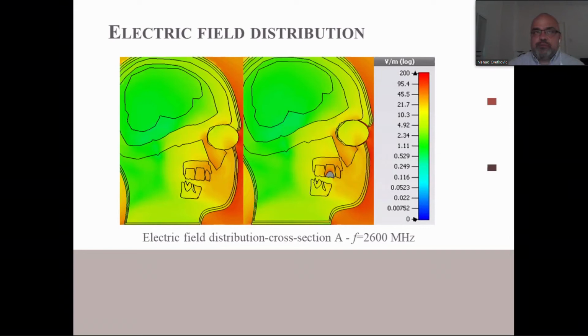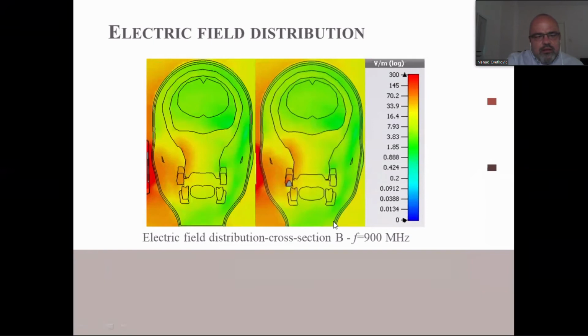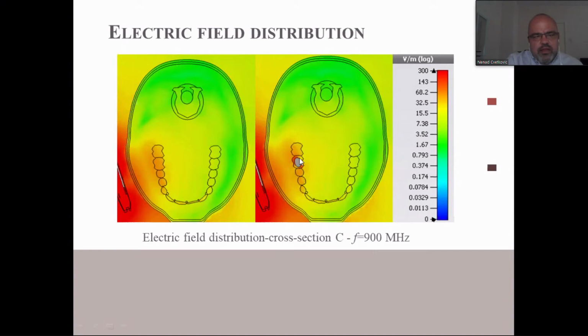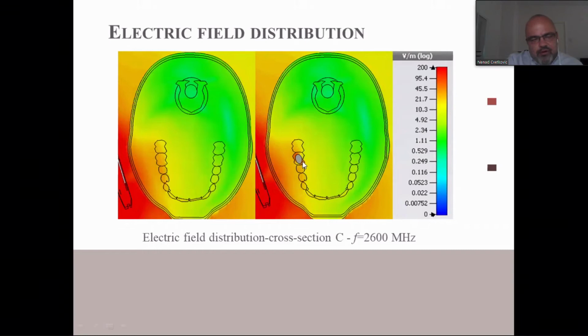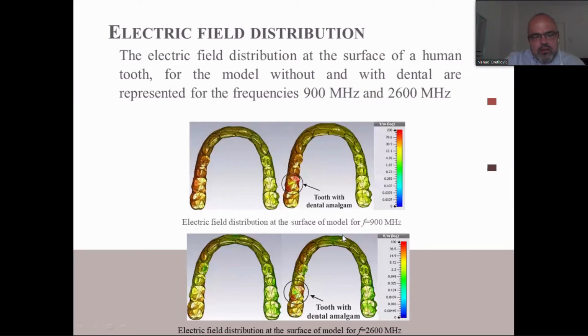You can see visually that here the electric field is of more strength than in the situation without amalgam. This is another cross section. We have two different frequencies, as I have already explained, electric field distribution in the vicinity of amalgam, very close to the tooth, for two different frequencies, and it is stable.